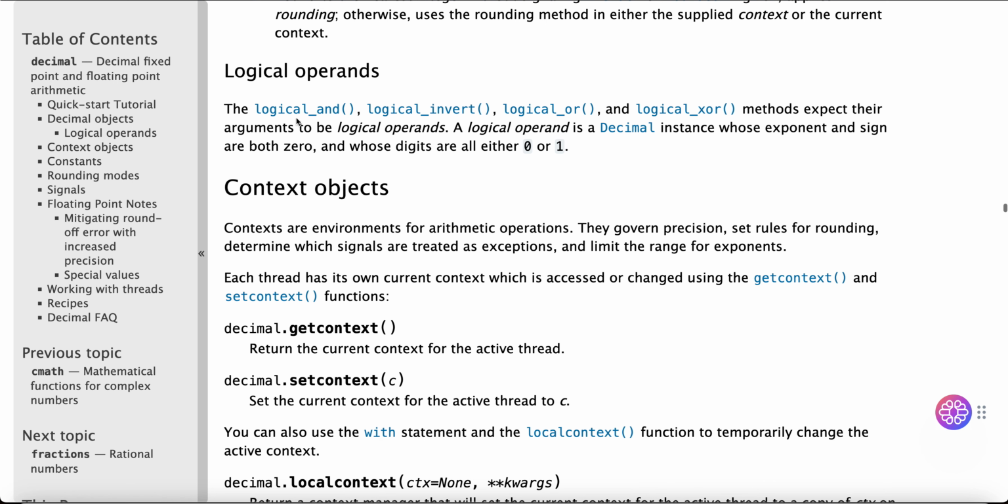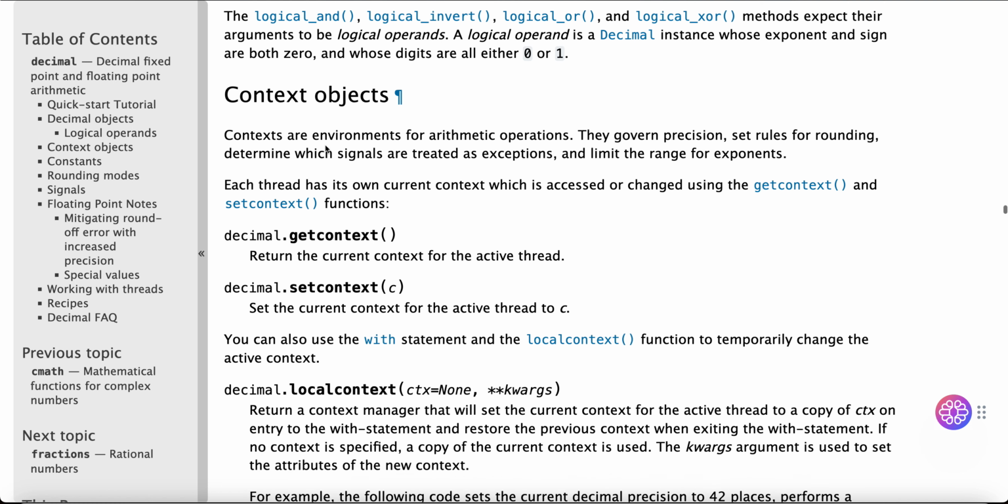Logical operands. The logical AND, logical invert, logical OR and logical XOR methods expect their arguments to be logical operands. A logical operand is a decimal instance whose exponent and sign are both 0 and whose digits are all either 0 or 1.